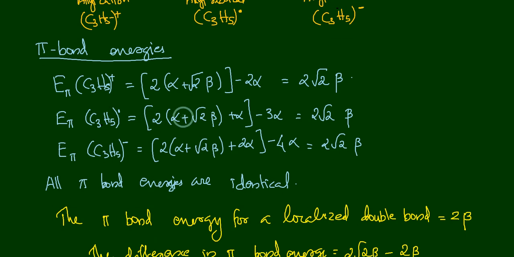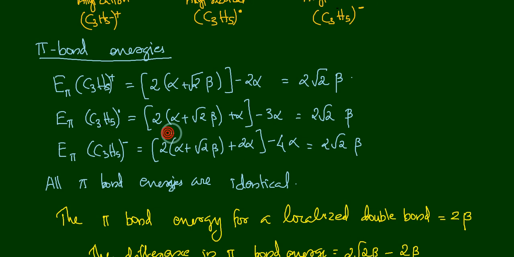That is similar to the atomic orbital energy. Therefore, 2 into alpha plus root 2 beta plus alpha, that corresponds to the total energy in the bonded situation, minus the energy of the electrons in the absence of the bonding. That is equal to 3 electrons, energy is equal to 3 alpha. So, that is also equal to 2 root 2 beta. Okay, so pi bond energy in the case of the allyl radical is 2 root 2 beta.